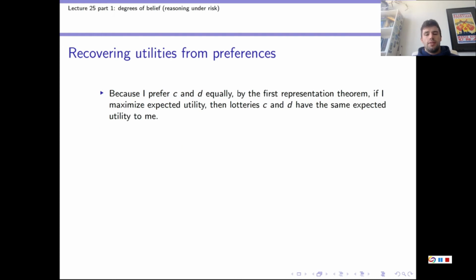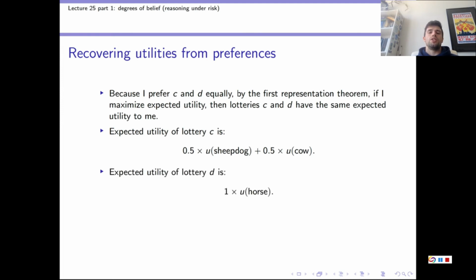Now let's look at lotteries C and D and say something similar about those ones. Because I'm indifferent between them, I prefer them equally. So by the representation theorem, if I'm maximizing expected utility, then I assign the same expected utility to each lottery C and D. And well, the expected utility of lottery C is 0.5 times U of sheepdog plus 0.5 times U of cow, and the expected utility of lottery D is 1 times U of horse. So, by the representation theorem, I know that these things are equal, so 0.5 times U of sheepdog plus 0.5 times U of cow equals 1 times U of horse.